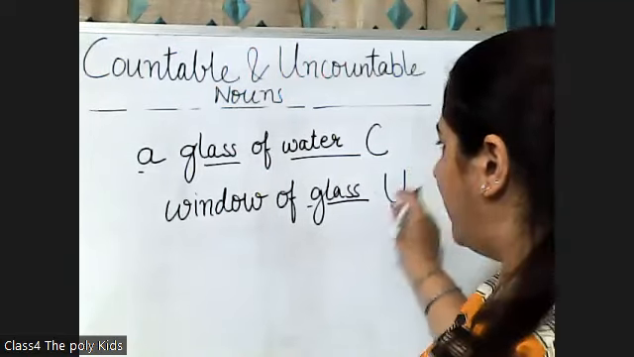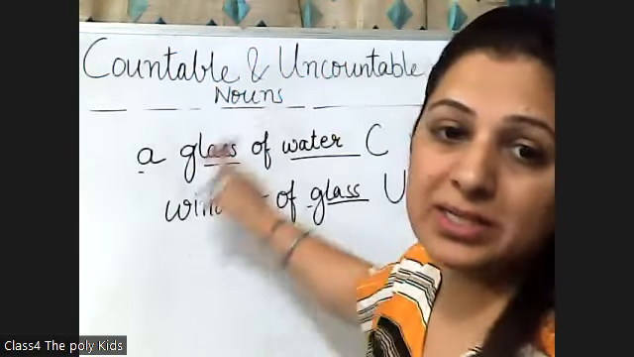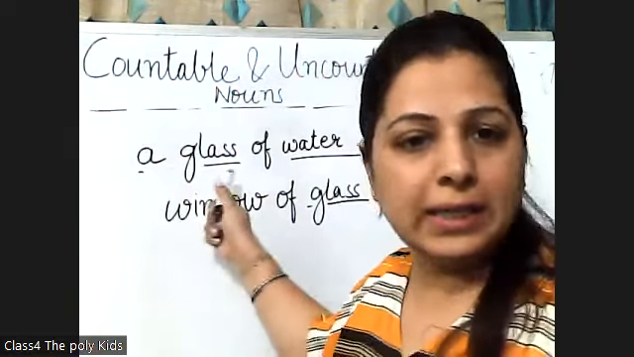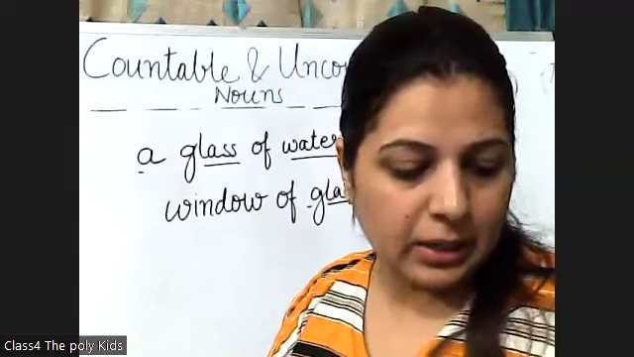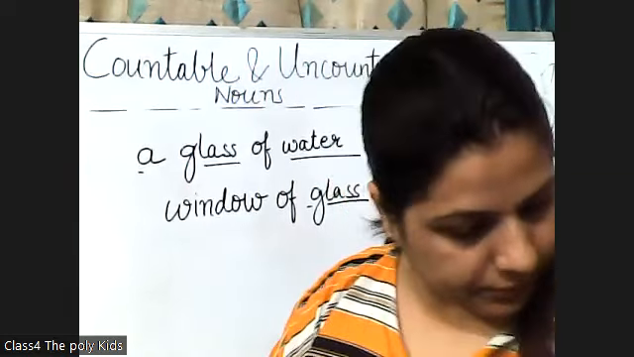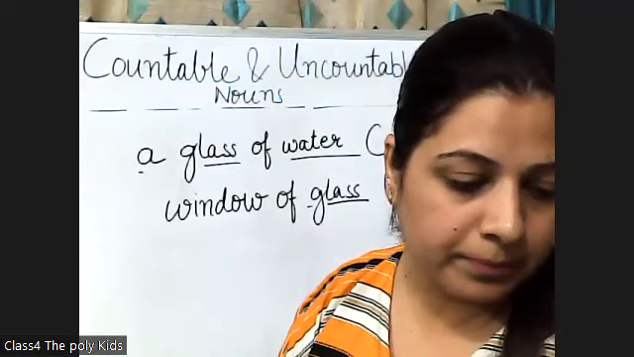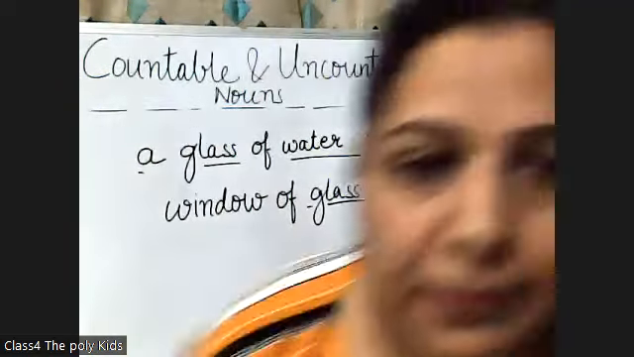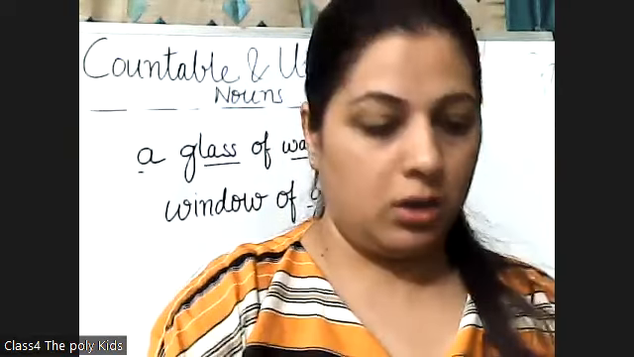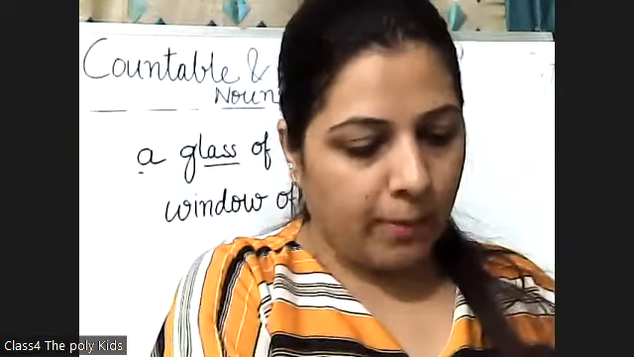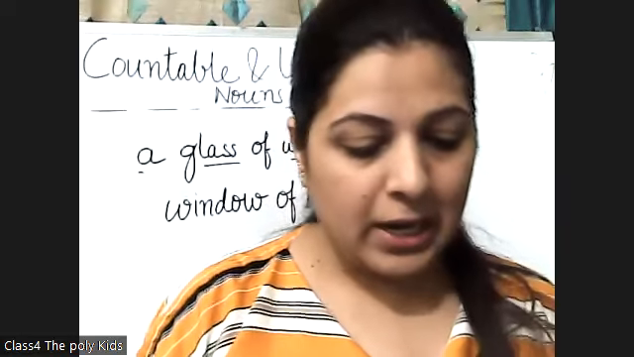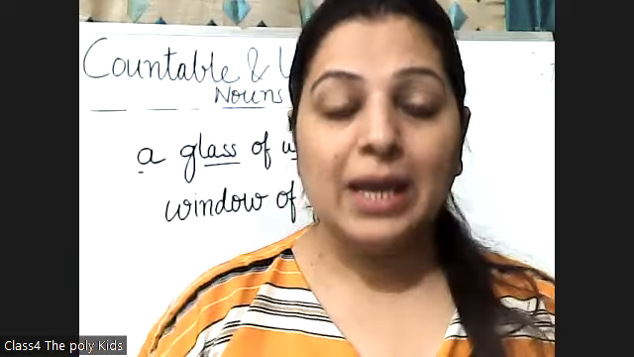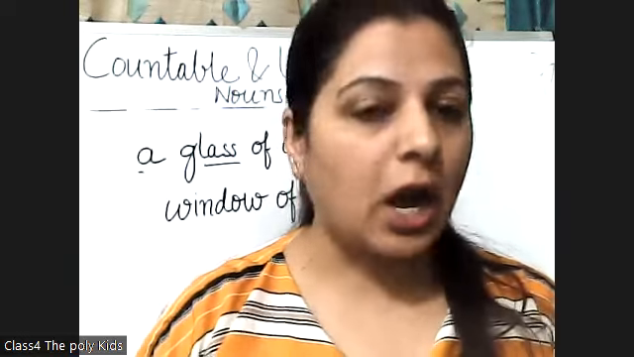Okay. So a window made of glass is uncountable. But when we are talking about a single glass of water, it is countable. Clear? Any confusion? So if we are talking about food, milk, water, oil, these are uncountable. Blood, okay? These are uncountable, which you cannot count in numbers.